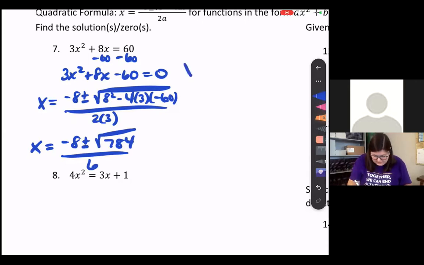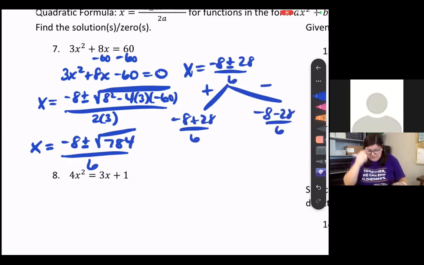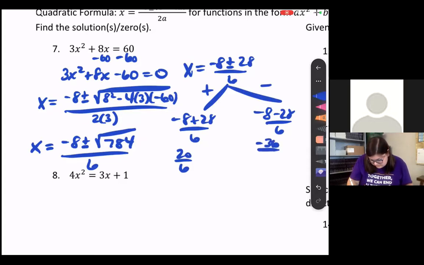So we end up with x equals negative 8 plus or minus 28 over 6. And this is when you split into one's positive, one's negative. So we're going to do negative 8 plus 28 over 6, and we're going to do negative 8 minus 28 over 6. And then you're just simplifying. So negative 8 plus 28 is 20 over 6. Negative 8 minus 28 gives us negative 36 over 6.